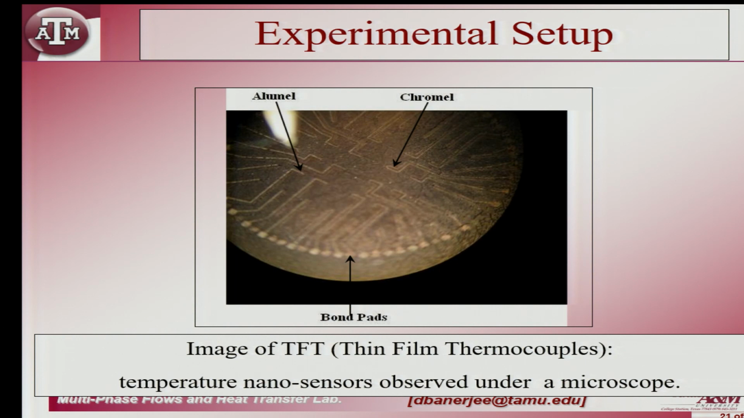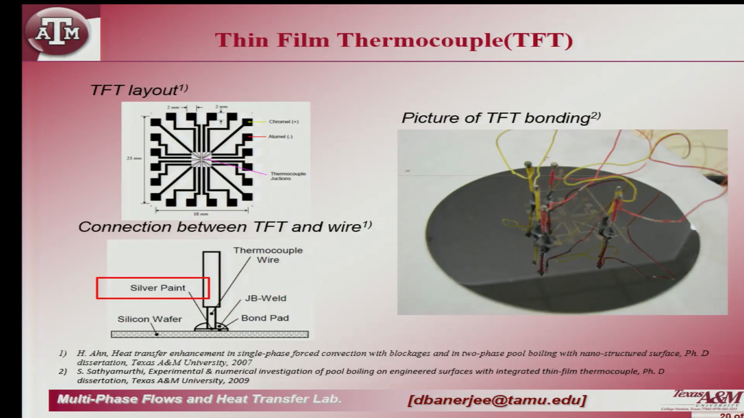So, this is looking under a microscope, wherever these square things that you see are the bond pads, that is where we soldered the wire. We take some silver paint and we soldered the wire in there on that bond pad. These square pads, this is where we bond our wire, so we can dump it to the data acquisition systems for recording the temperature. Does it make sense? Okay.